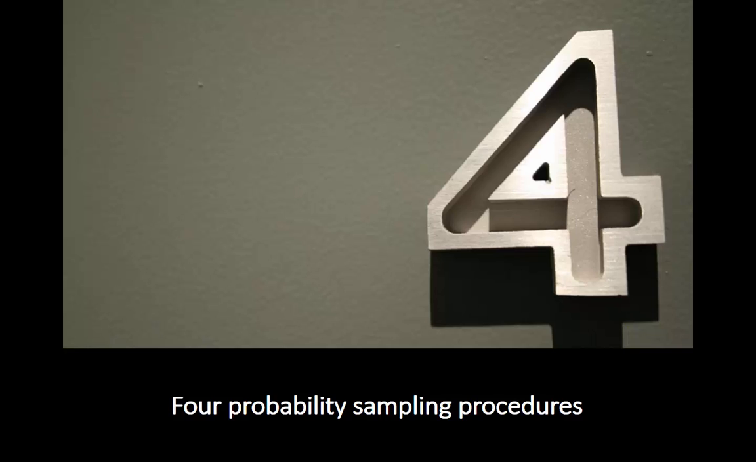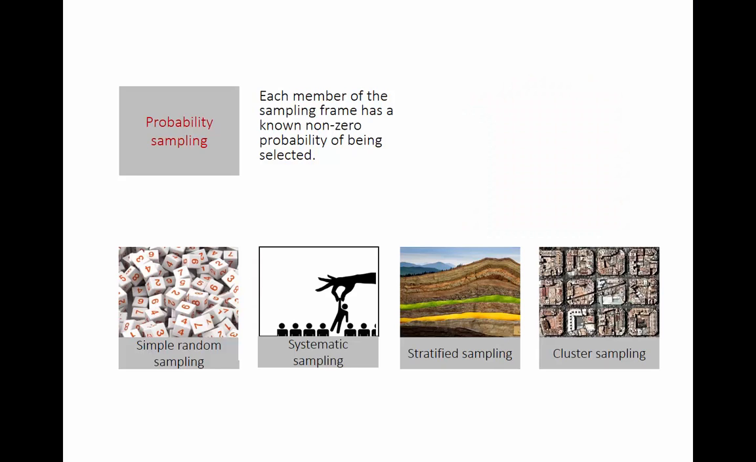So let me move on to the probability samplings. The four that I want to talk with you about are simple random sampling, systematic sampling, stratified sampling, and cluster sampling. What do all these things mean? Well, the overarching thing they have in common is that each member of the sampling frame, my list of all the students registered for this class, has a known non-zero probability of being selected.